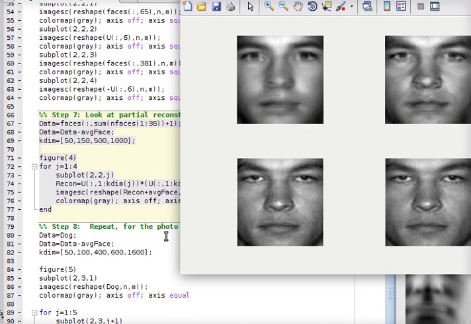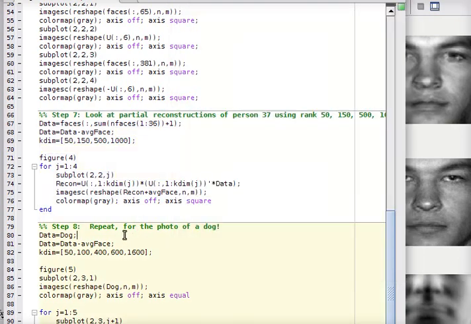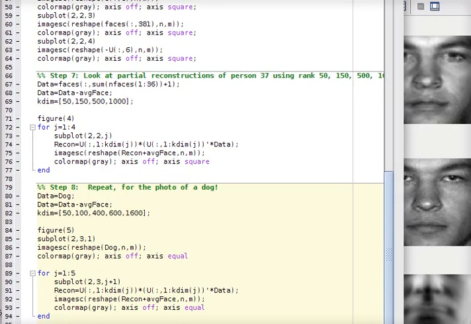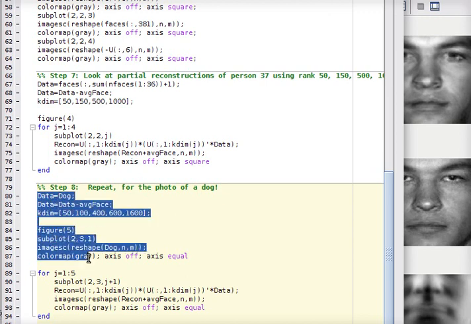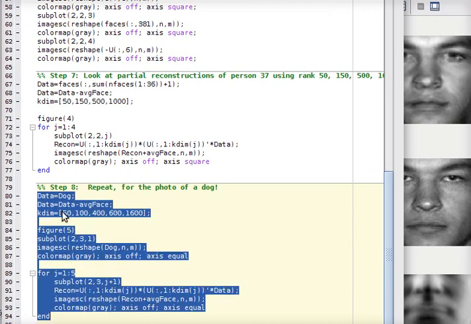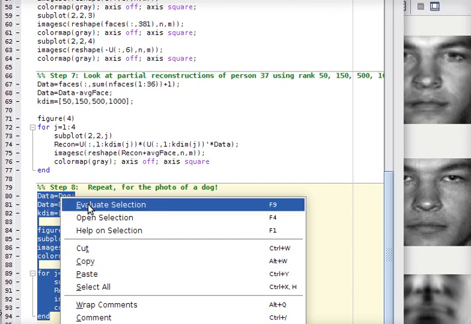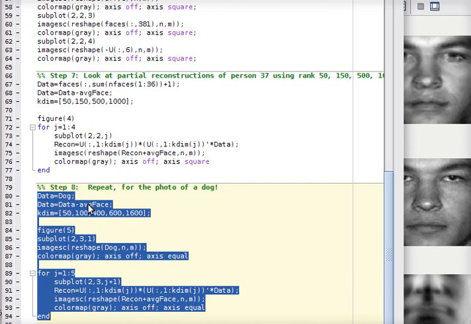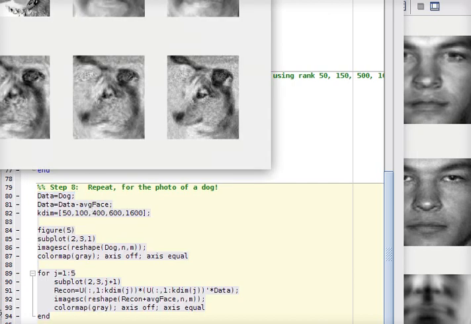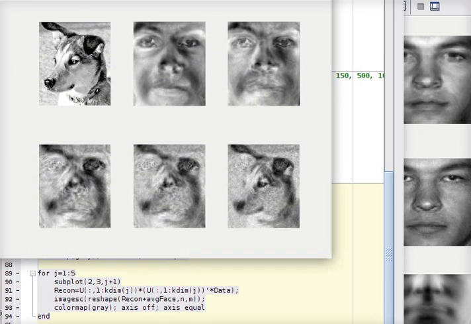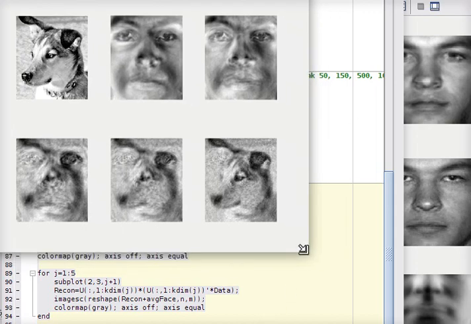Good. Now the last one is kind of a fun example. We're going to take a look at the picture of a dog. And you might be saying, well, how would a picture of a dog be represented by these eigenfaces that are from humans? Let's take a look. So do we have enough basis vectors to reconstruct the image of a dog? Well, let's take a look. This is pretty funky. Let me open that up a little bit.